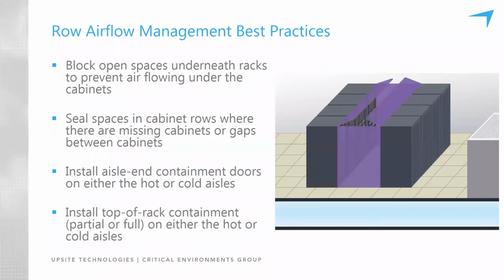The second is sealing open spaces in the cabinet rows. So depending on site conditions, some layouts will end up with gaps between the racks due to support structures, other types of barriers in the room, or intentional space that's been left there for a future roll-in rack.